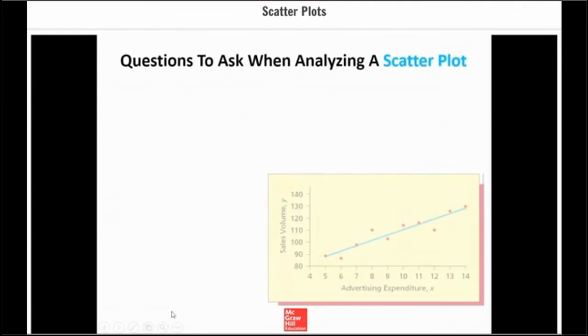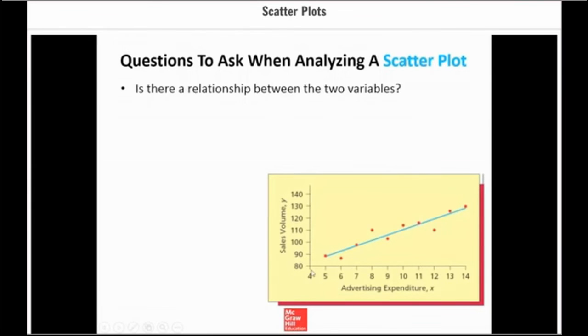Now, how do we analyze a scatter plot? Well, we ask some basic questions. So here's the same scatter plot that was on the previous page. And the first thing I want to know is, is there a relationship between the two variables? Do you see a pattern to how the data is varying? And I certainly see a pattern here.